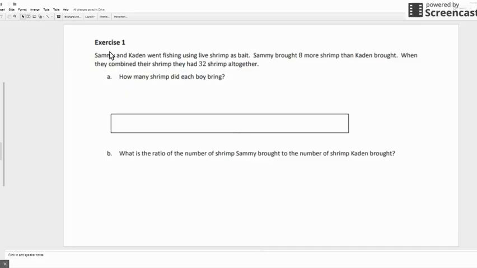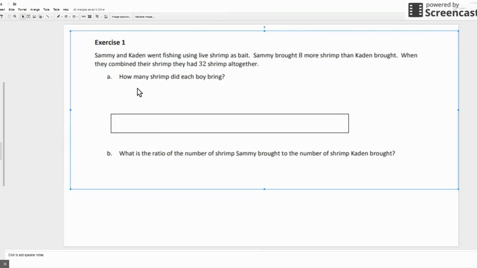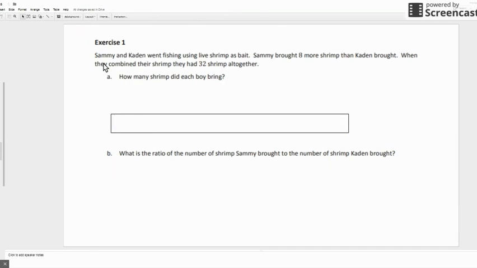All right, hello students. Let's go over exercise 1 together. Remember, whenever you see a text box here, it's not on your page, it's just for me. Don't worry about writing that in. So let's go over some information they give us. Sammy and Caden went fishing using live shrimp as bait. Sammy brought 8 more shrimp than Caden brought. When they combined their shrimp, they had 32 shrimp together.